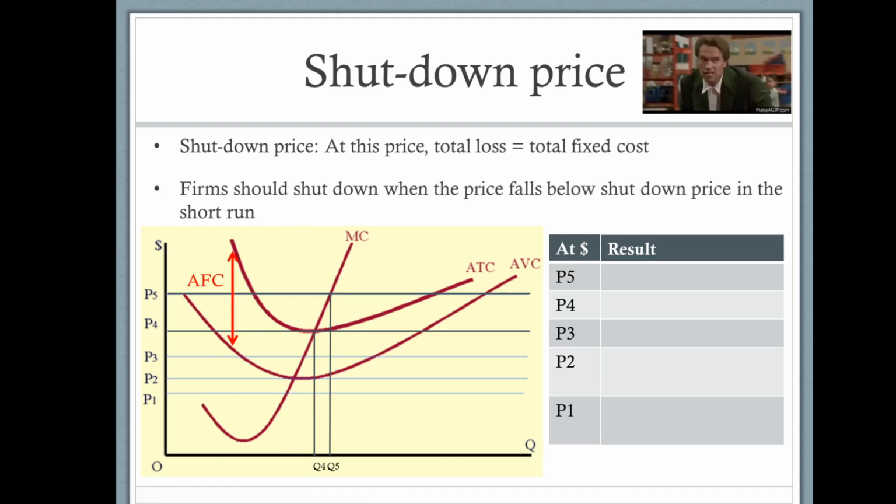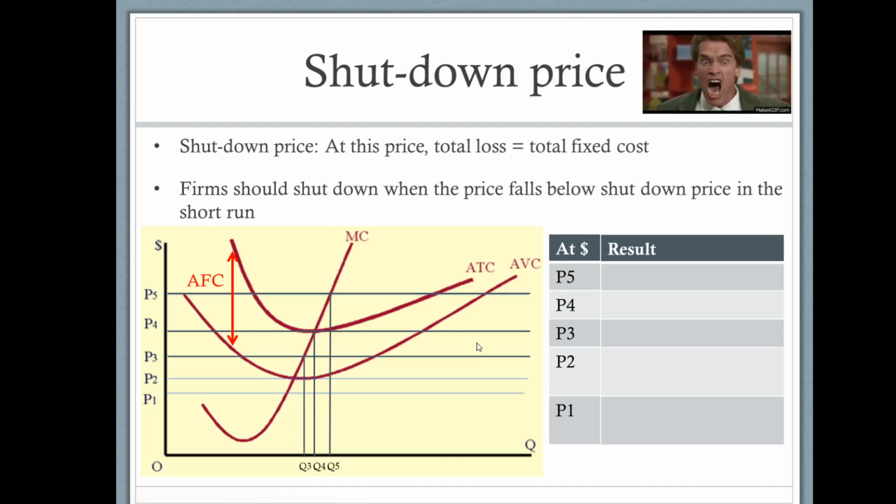Sometimes you have to calculate the break-even price, and they don't give you all the numbers. So you need to know this. If you know this, then you know what that number is, based on the lowest average cost. Any questions? All right, let's move on then.